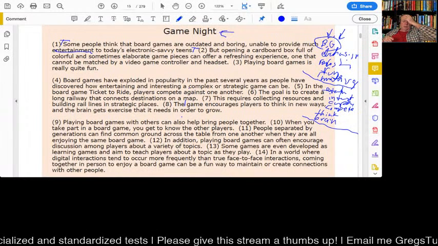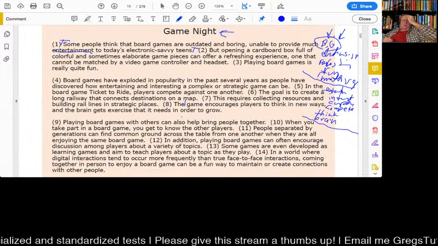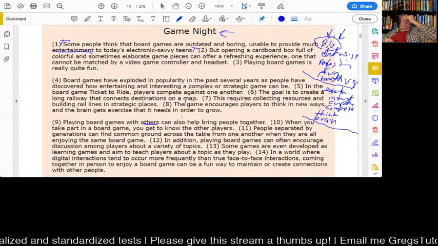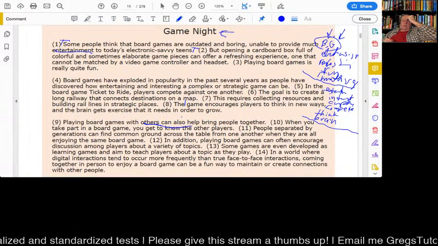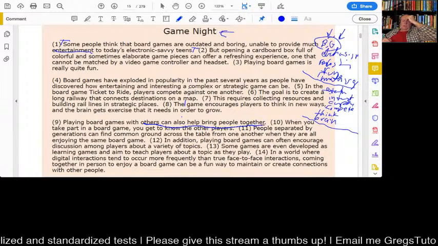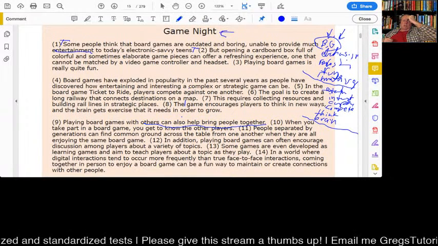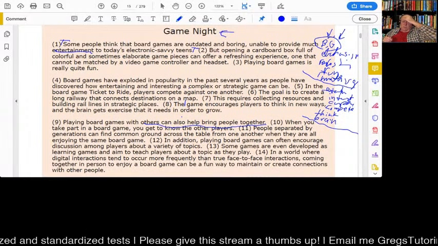Okay, the third paragraph is that playing board games with others. So now they changed the topic. You should note that there. Okay, this is a topic change all of a sudden. All of a sudden, it's almost a turning point in the story, if you want to look at this as a story.